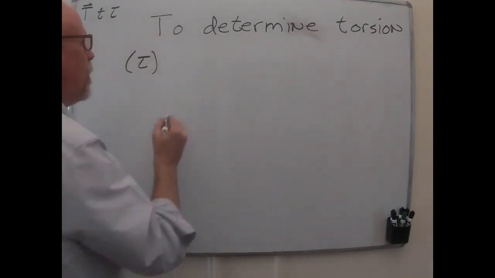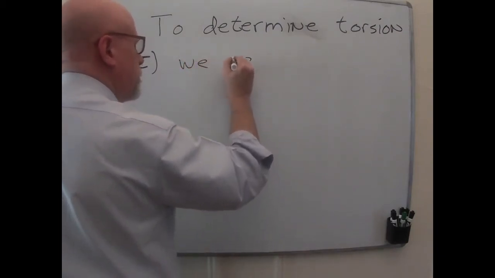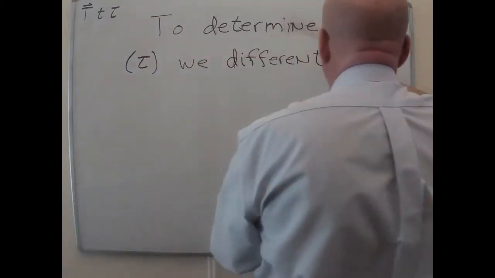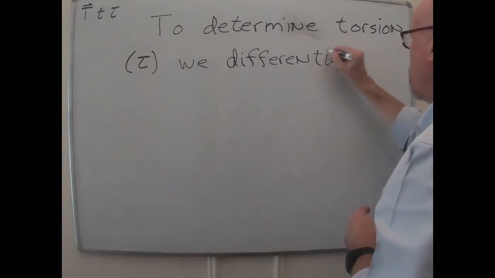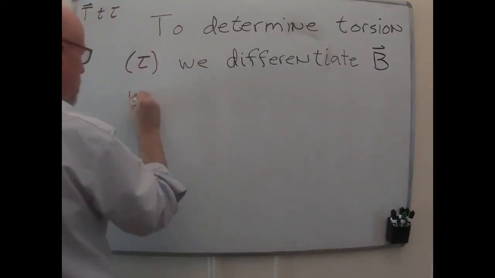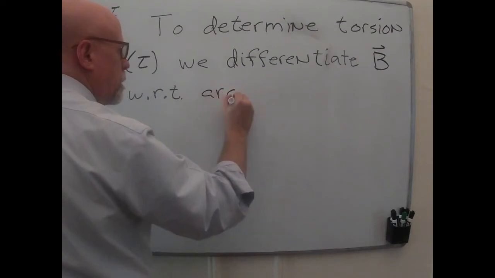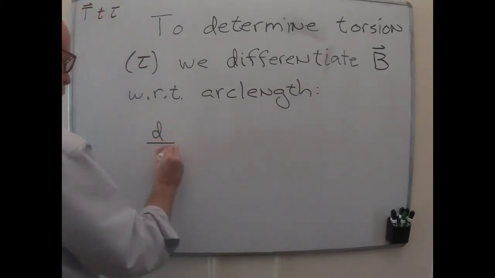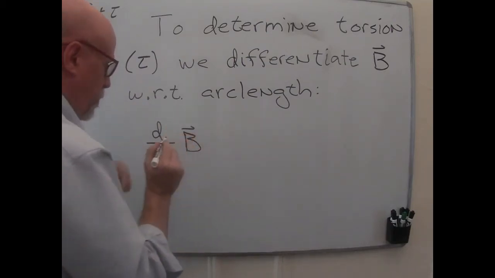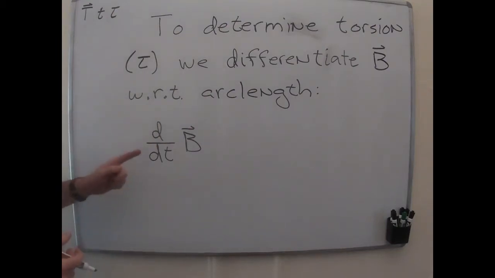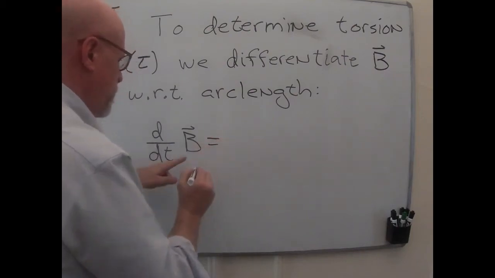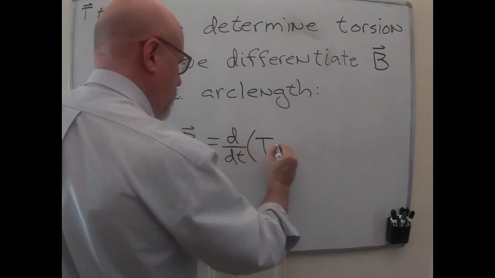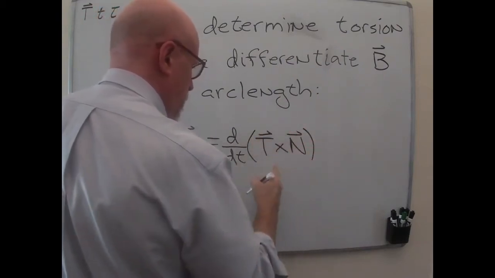Okay, so to determine tau, we differentiate B with respect to arc length. I've got a spelling issue today. I don't know why. In other words, what I'm saying we should do is take the derivative with respect to t of the vector B. It's really a function of time as well, but I'm going to drop the arguments to most of these vectors. In other words, we find dB/dt. But remember how B was defined? It's the cross product of T and N. So we could do it this way as well: d/dt of T cross N. And that's actually going to be more useful.